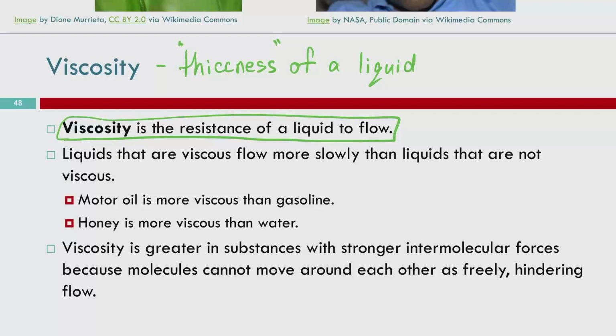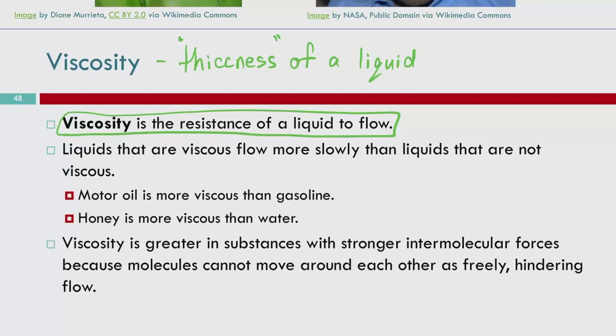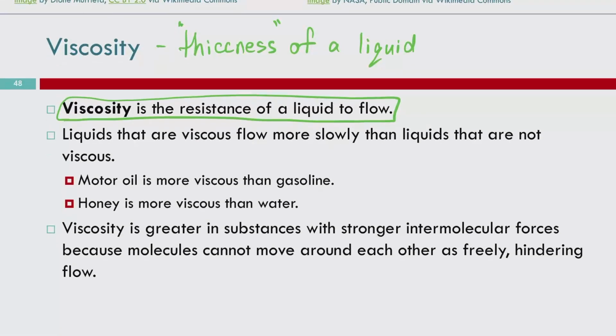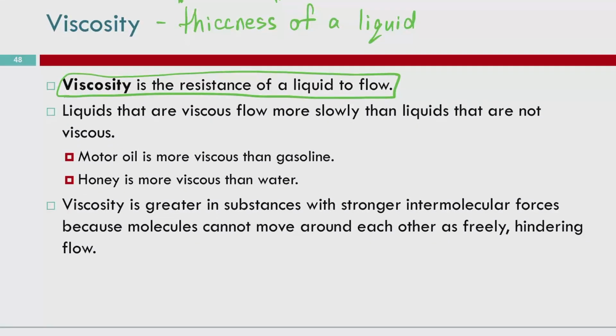For some reason, I for a long time had viscosity backwards in my brain. The liquids that are viscous flow more slowly than liquids that are not viscous. So motor oil and honey are viscous liquids. They don't flow very well. They're kind of globby. They sort of just clump up and get everywhere. And that viscosity is because of strong intermolecular forces. It makes them harder to move around each other, so closer to being a solid, and that hinders their flow.